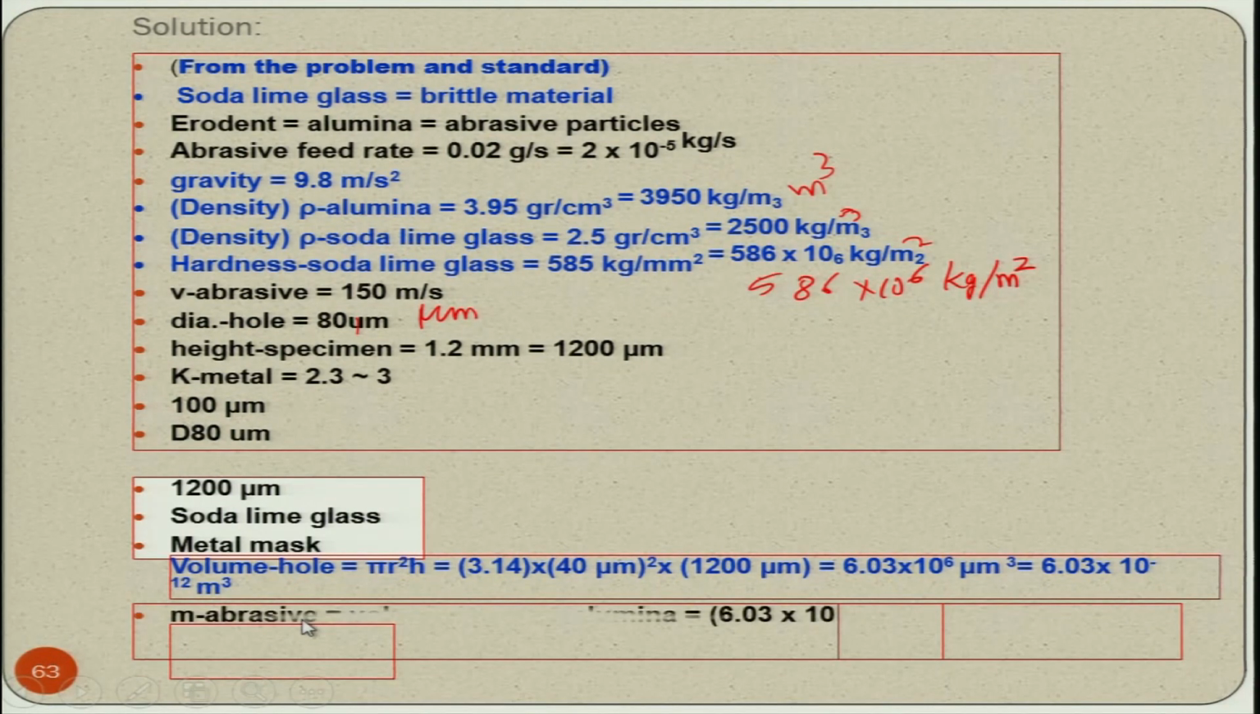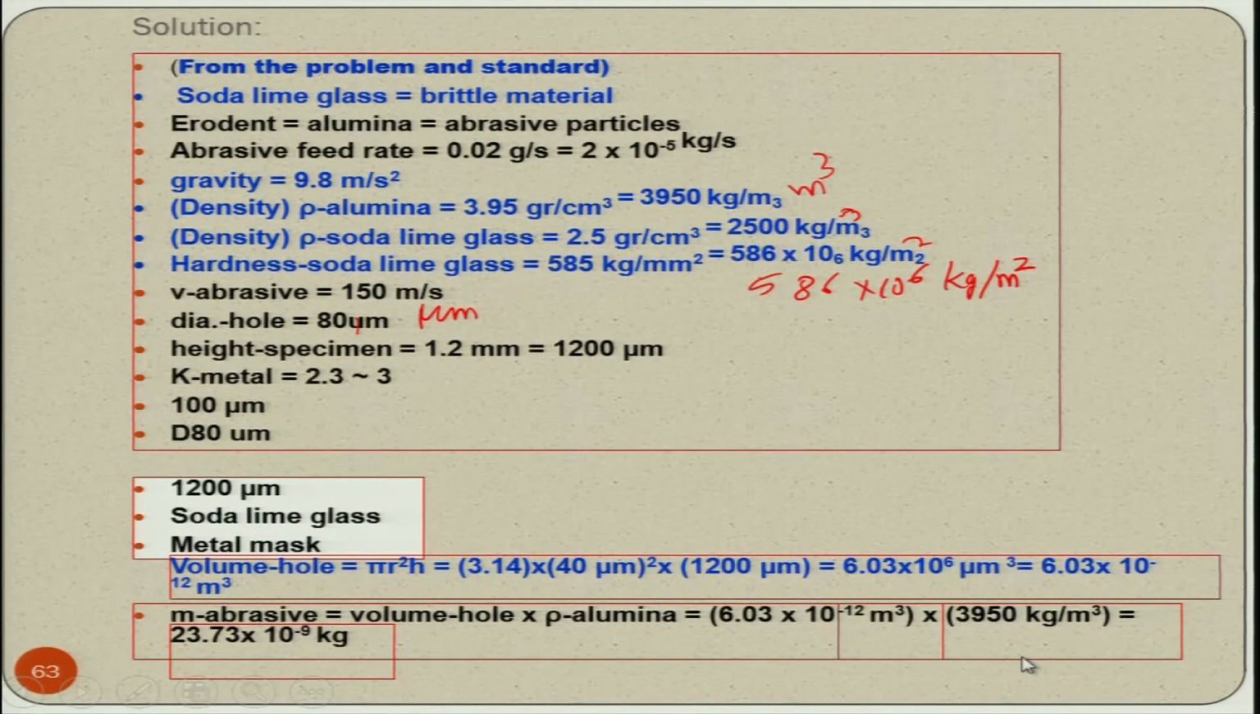as the volume of the hole to be machined. The mass of the abrasive particles is nothing but the volume of the hole multiplied by the density of the abrasive particle. So, you get 6.03 into 10 raised to power minus 12 cubic meter multiplied by 3950 kg per cubic meter. So, you simplify it, you will get 23.73 into 10 raised to power minus 9 kilogram.